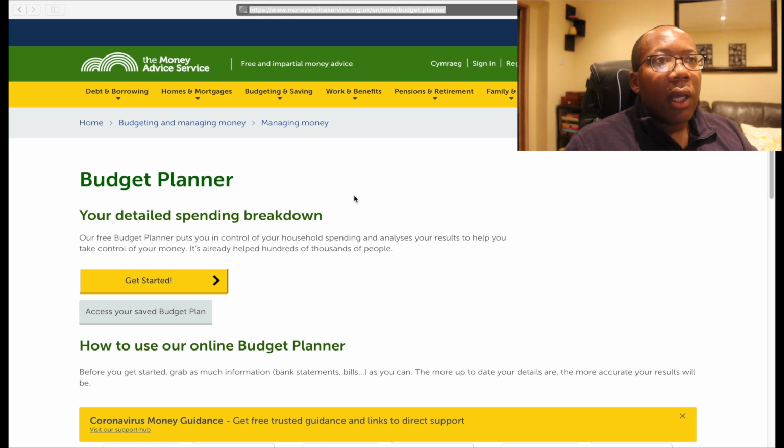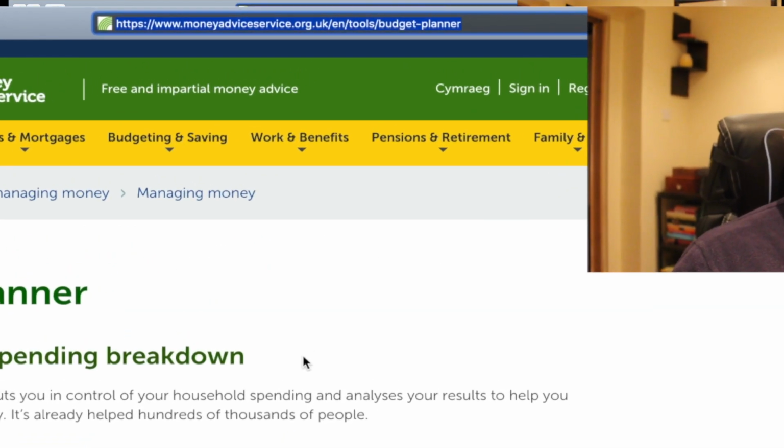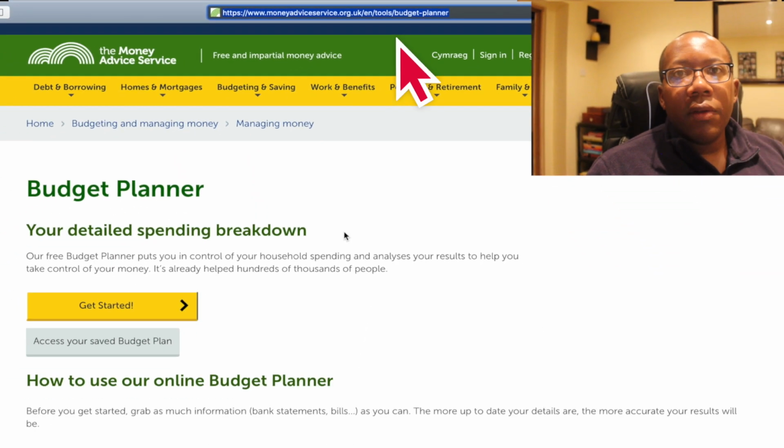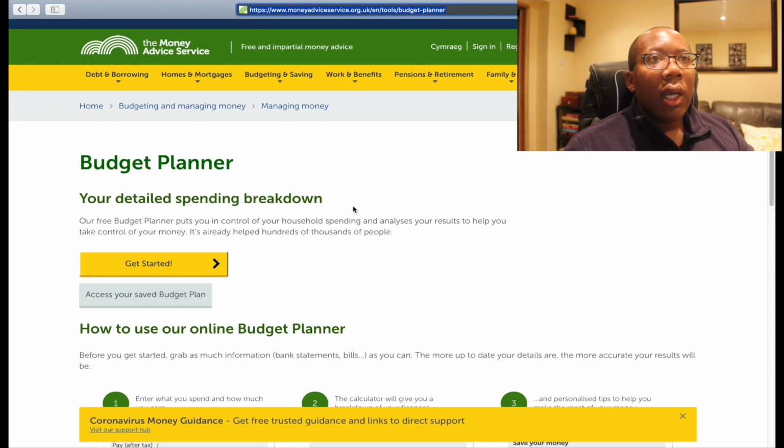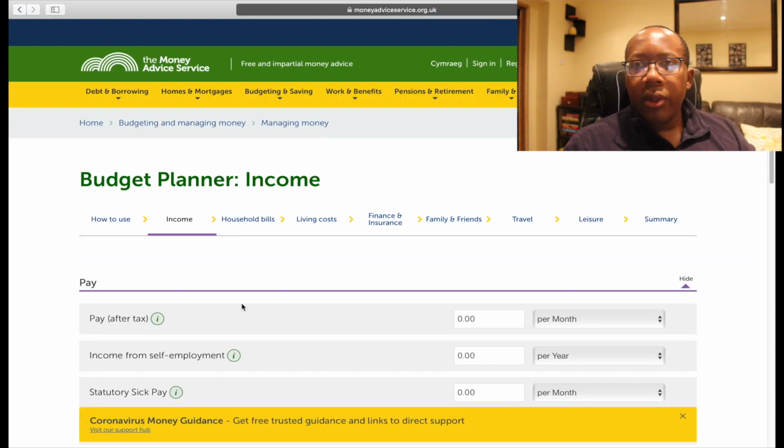So here we are, guys, on our budget planner website. You'll see I'm accessing a website called the Money Advice Service that we have in the UK here, and they've got a budget planner tool. So we're just going to click in here. Click get started and you can see that the layout is really sensible.